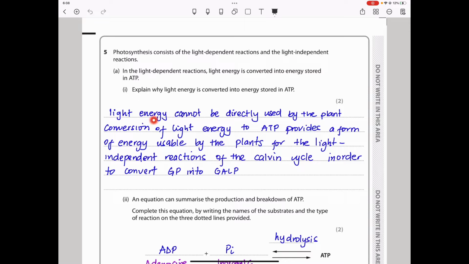So I said light energy cannot be directly used by the plant. Conversion of light energy to ATP provides a usable form of energy. ATP is usable by the plant for the light-independent reactions of the Calvin cycle in order to convert GP into GALP. This is extra information I added, but the key thing is the plant cannot use sunlight the way it is to drive cell processes or metabolism and so on. We need ATP because this is the usable energy that the plant can use.